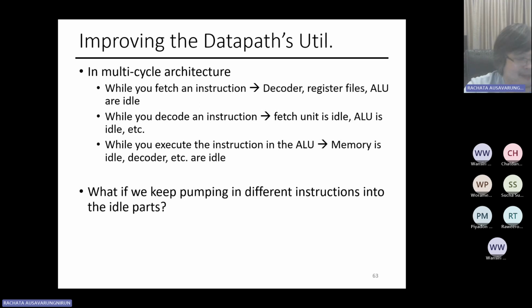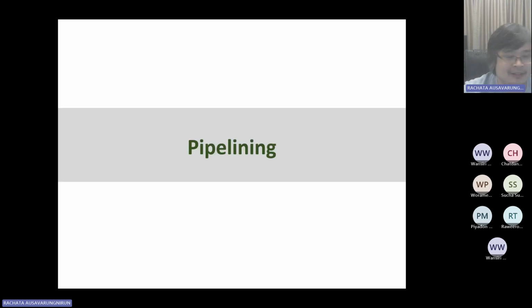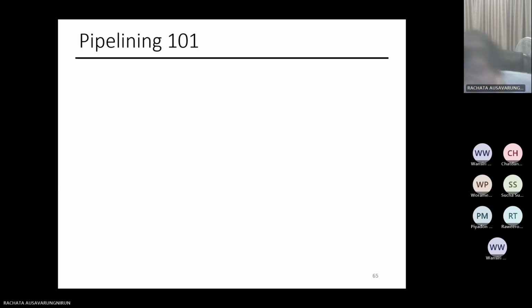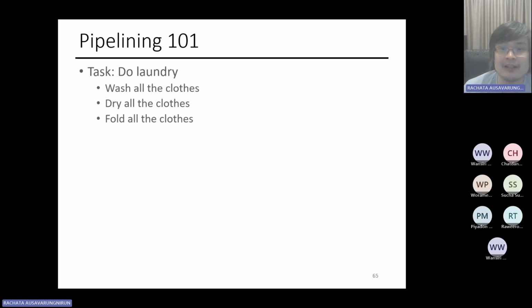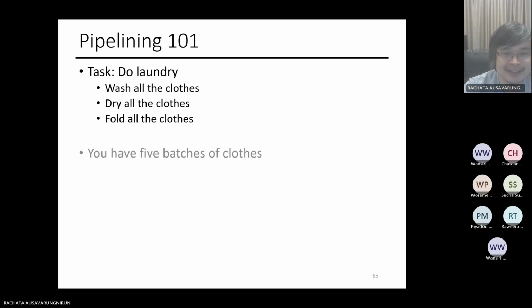Here is how we can use pipelining for exactly that reason. All right, so let's do pipelining 101. Assume that maybe you live in an apartment, right? And assume that you do laundry. Does anyone not do laundry at home, or has everyone done laundry before? So if you have to do laundry, what are the steps that you need to do? Basically, you wash the clothes, then you dry them, then you fold them. Right? Wash, dry, fold.